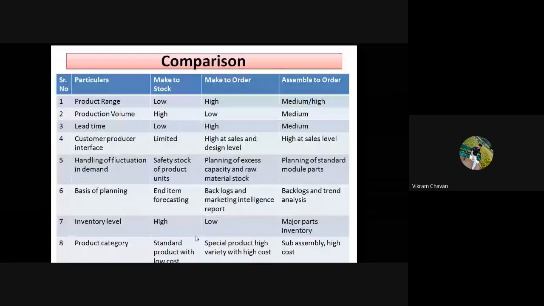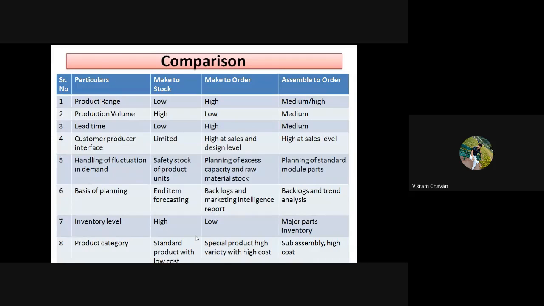Then inventory level. Inventory level means how much amount of production is stocked, that is nothing but the inventory level for that particular product. In case of make to stock production, the inventory level is very high, as the products are standard and the customer cannot wait for the delivery of the products. The lead time is very low, so inventory level is very high in make to stock production. Inventory level is very low in make to order production. In case of assemble to order, major parts are standardized, so inventory level is moderate.